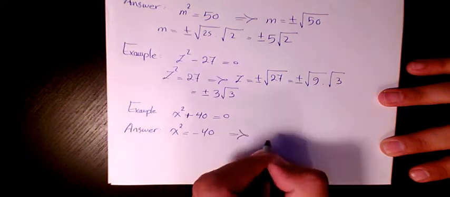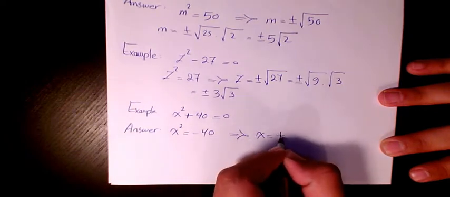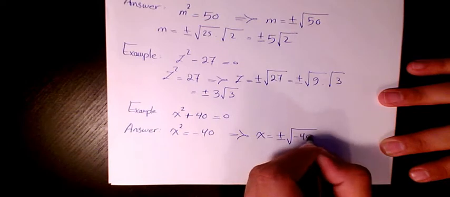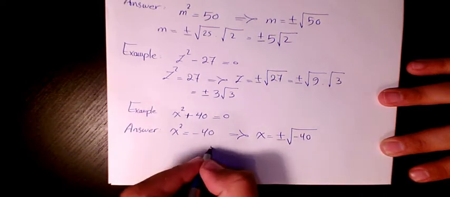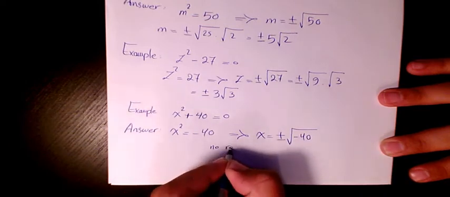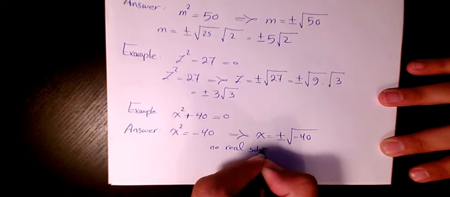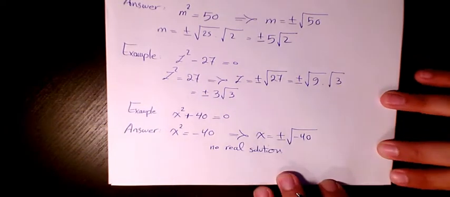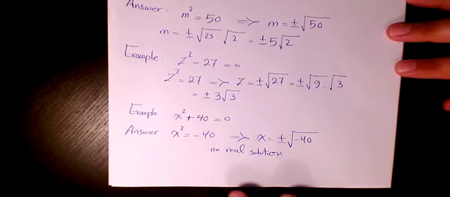So it means that x will be plus or minus the square root of negative 40. There is no such thing. So we say no real solution or no real answer. This is the final answer.